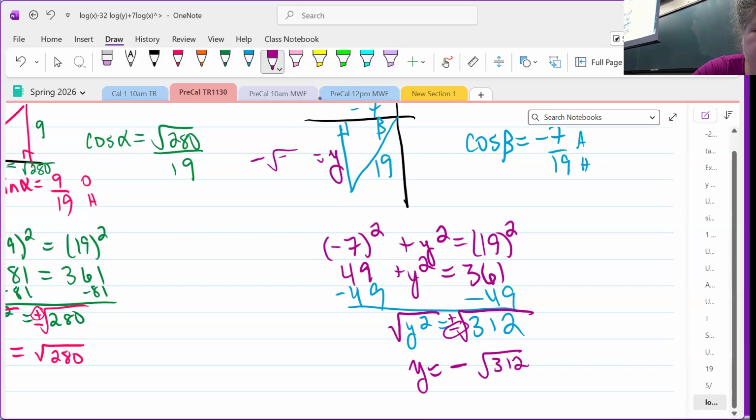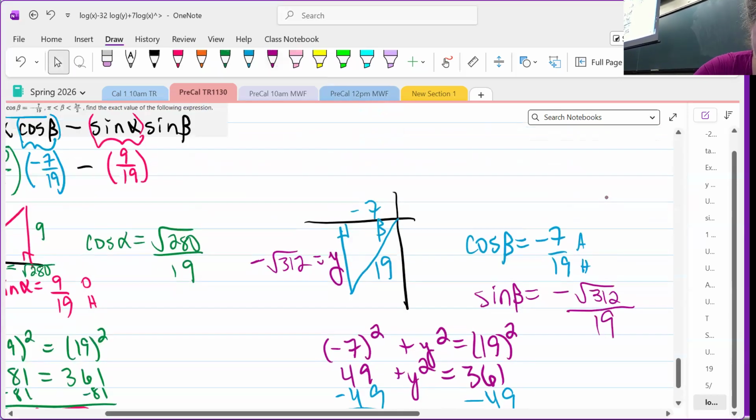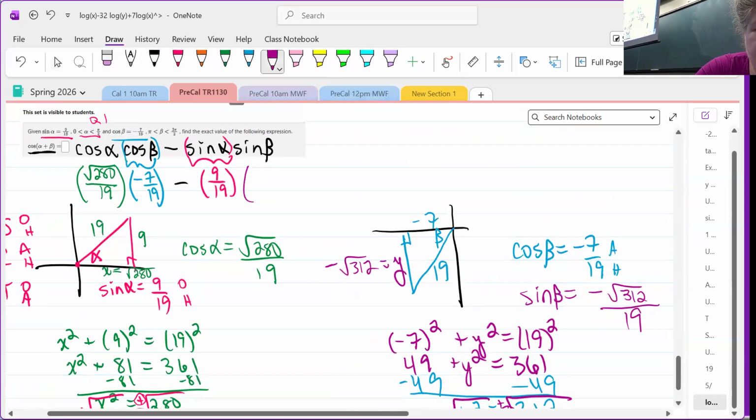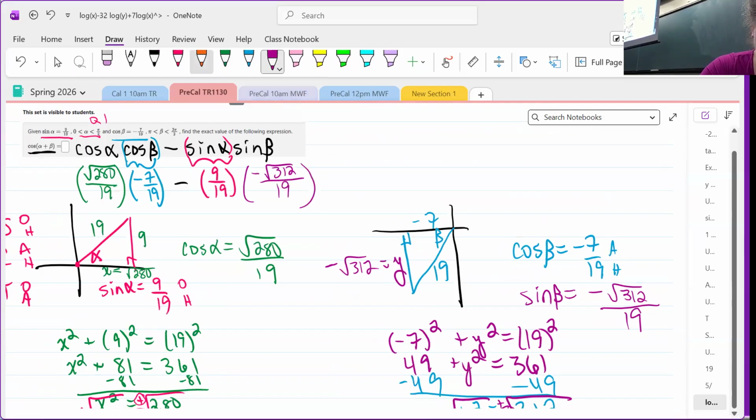So that means my sine of beta is opposite, that negative square root of 312, over my hypotenuse of 19. So in place of sine beta, I'm going to write negative square root of 312 over 19. Done.